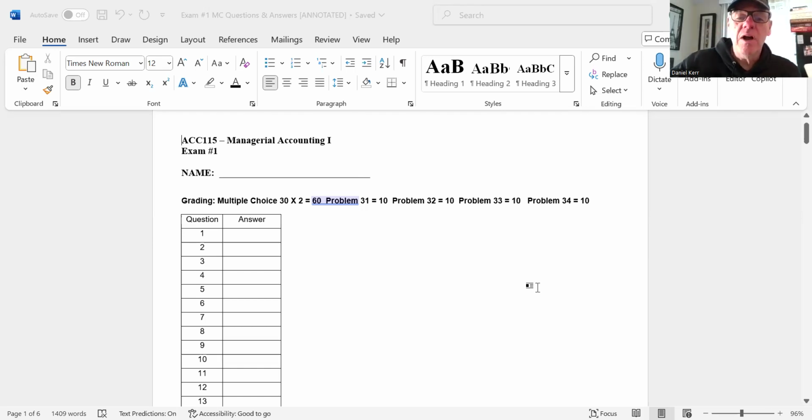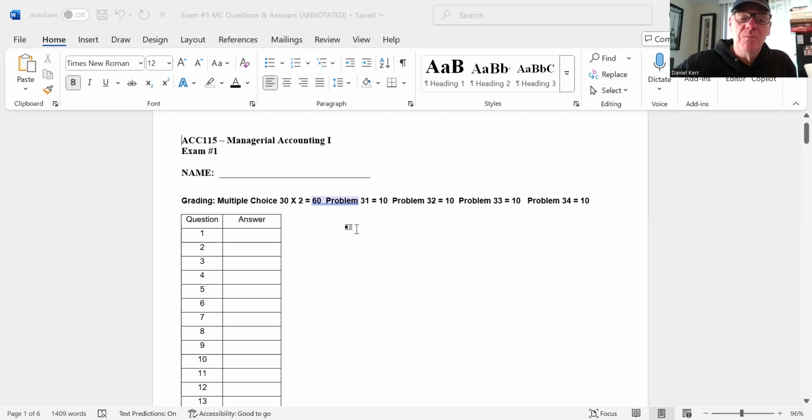And then there were 4 problems. Each problem was worth 10 points. I'll do a separate little video on the review of the problems. So when you look at the grading of your exam, you have on that the number of questions correct, divided by 30, which is the percentage you got correct, multiplied by 60%. So if you got all 30 questions correct, you would have got 60 points.